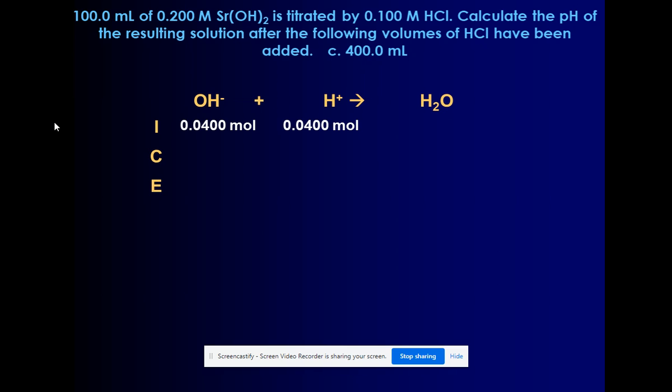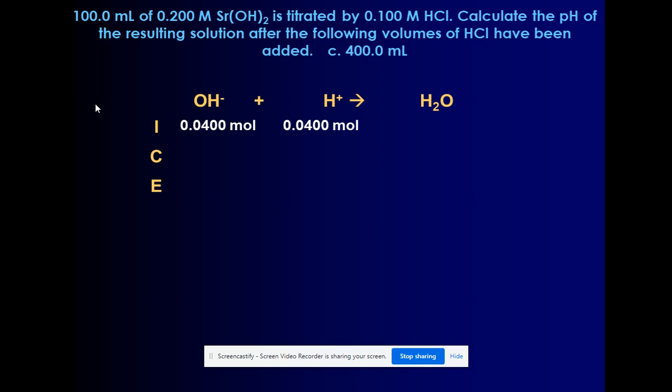The acid amount's changing this time because if we look at part C, we see that we had 400 mL of the acid, whereas the amount of base did not change. So that's why the moles of the acid are increasing, because we're titrating it. We're adding more of the hydrogen ions.